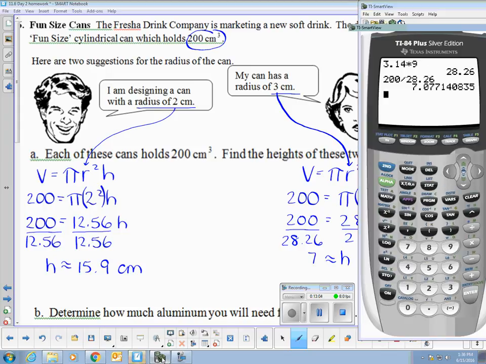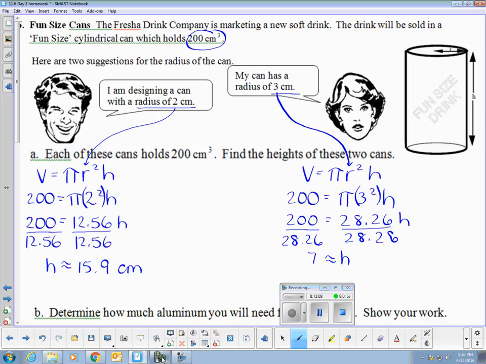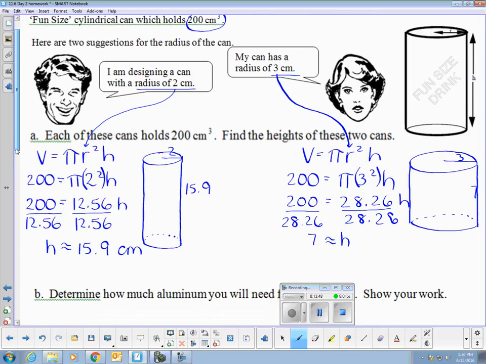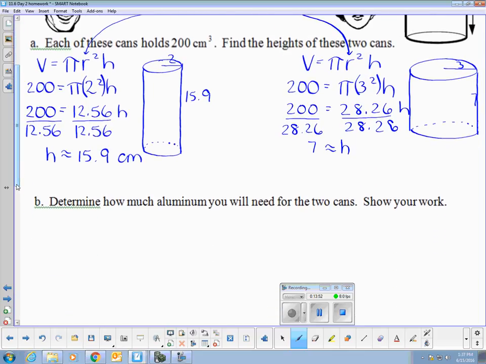Right, so let's take a look at the difference in these cans. So we have a can that's a little bit taller. As a matter of fact, it's over twice as tall, but its radius is only 2. So it's a very tall, skinny can. 2, and its height is 15, almost 16. This can is a little bit wider. It's 3 centimeters, but it's only about 7 centimeters tall. Now what we know is that they both hold the same amount of liquid. They both hold 200 cubic centimeters.